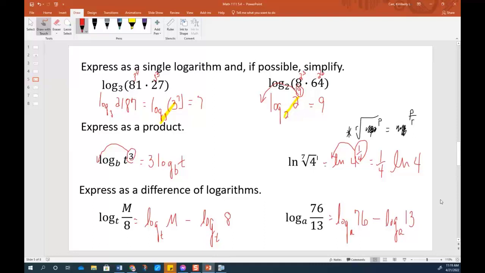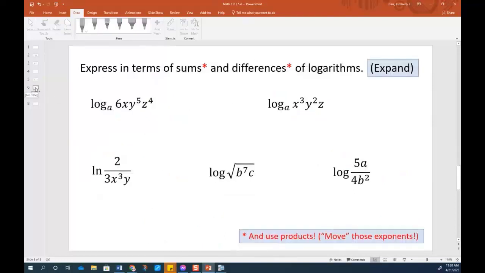In this particular slide, it told us exactly what to do. Express it as a product, express it as a difference, express it as a single logarithm, simplify. But sometimes it just wants you to do it all together. So some of your instructions will say express in terms of sums and differences of logarithms. Now I put a little asterisk here because it doesn't have that in your homework instructions. But when it says sums or differences, it actually wants you to also use products. So those exponents are going to end up in front of the logarithm.